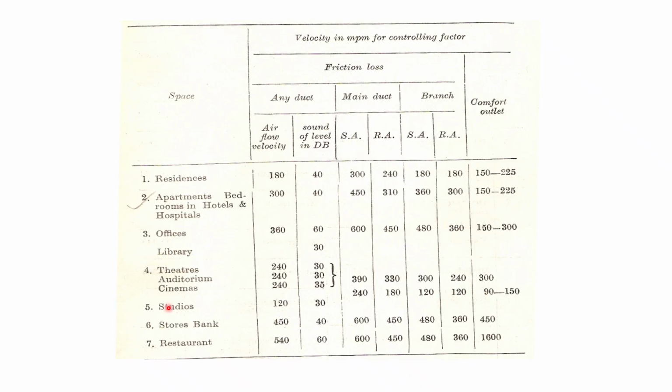In studio, the audible level in dB is most important and it is kept something like 30, which is the case for theater and auditorium also. But cinema hall can go a little more. Stores and banks we can tolerate up to 40. In restaurant it is generally higher.